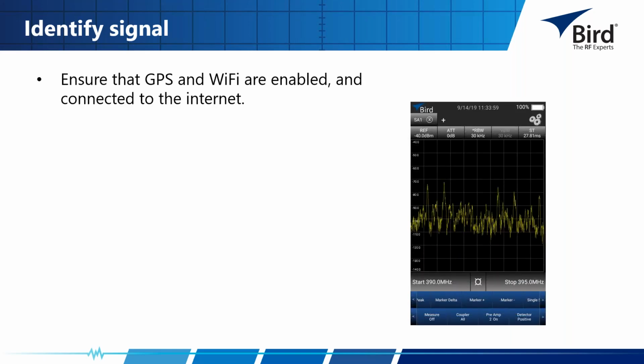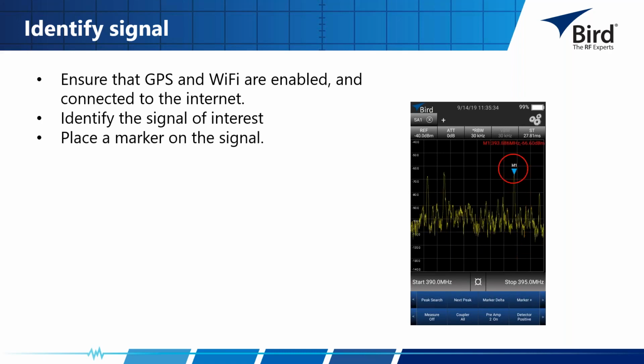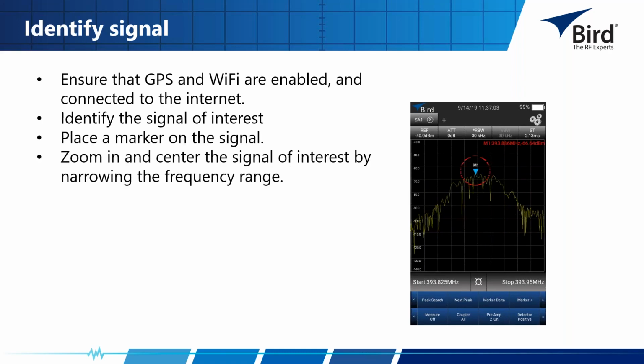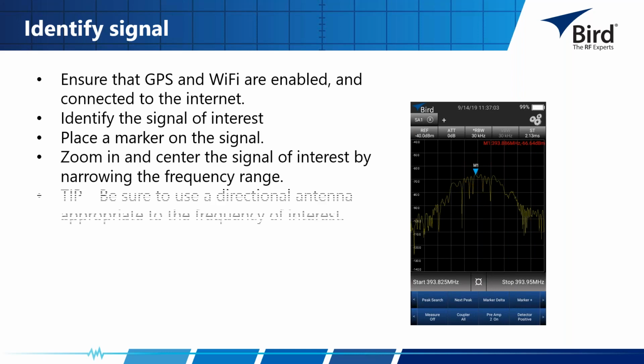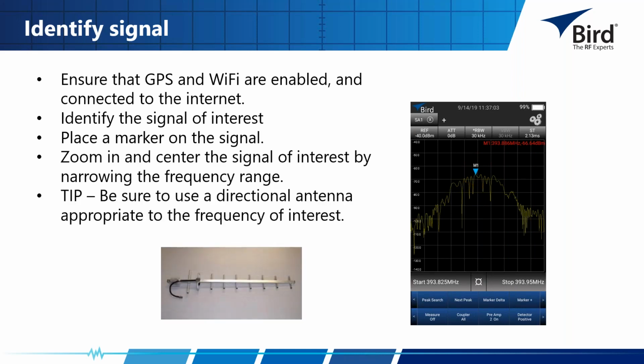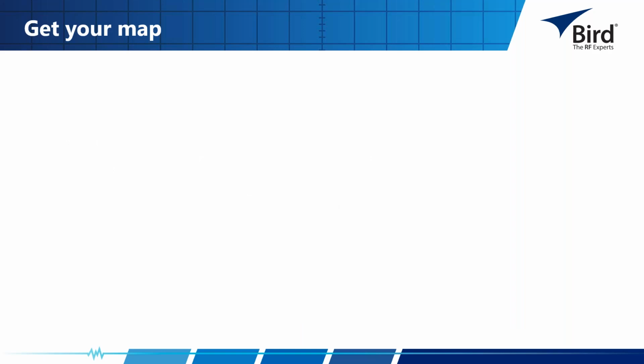So what you want to do is ensure that GPS and Wi-Fi are enabled and connected to the internet. Then identify the signal of interest. Place a marker on the signal. Zoom in and center the signal of interest by narrowing the frequency range. Be sure to use a directional antenna appropriate to the frequency of interest.